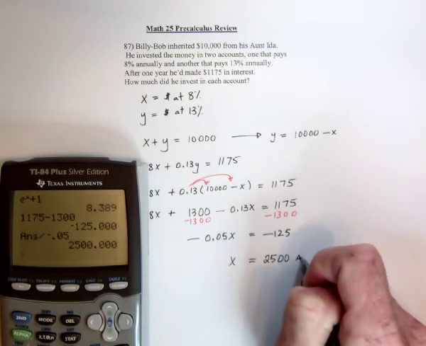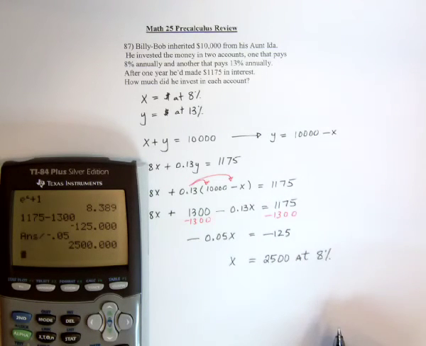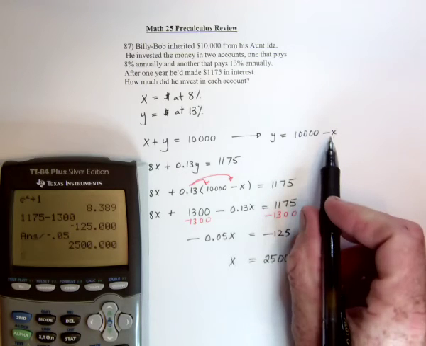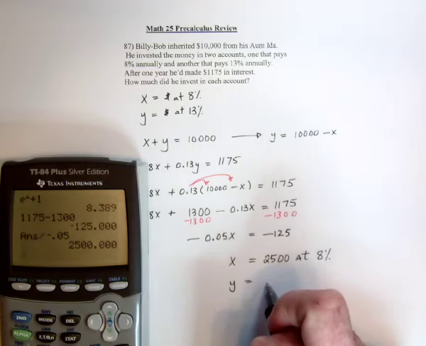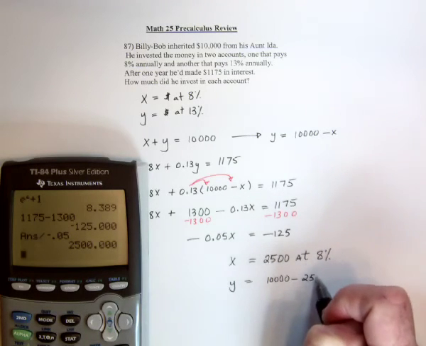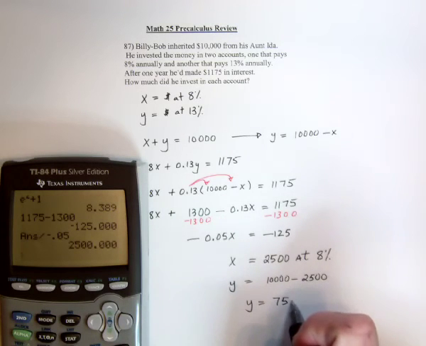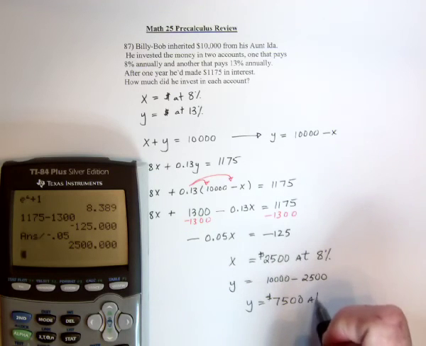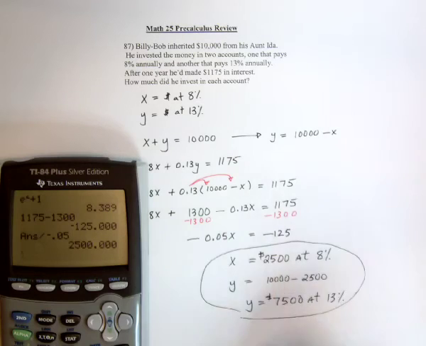So it turns out $2,500 was in the x account, so that was the 8% account. And then you can just substitute that right here to find out y is going to be $10,000 minus 2,500. So that's going to be $7,500. And the y is the 13% account. So that's how we split the money.